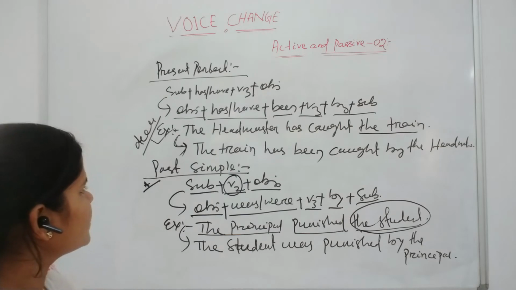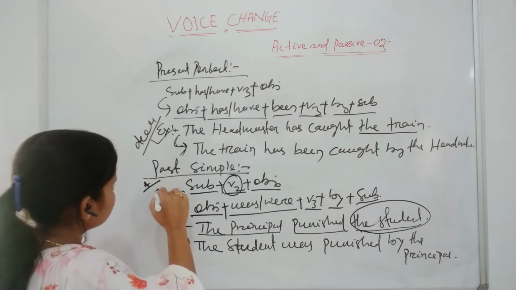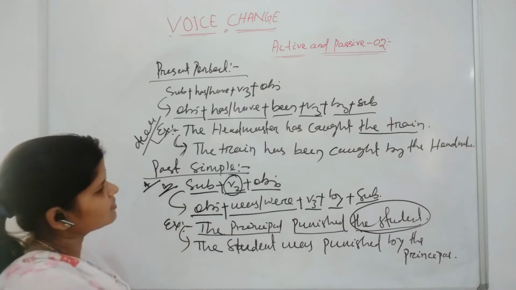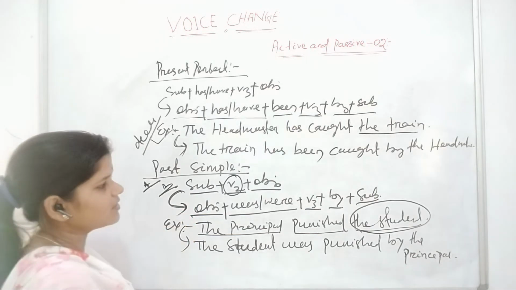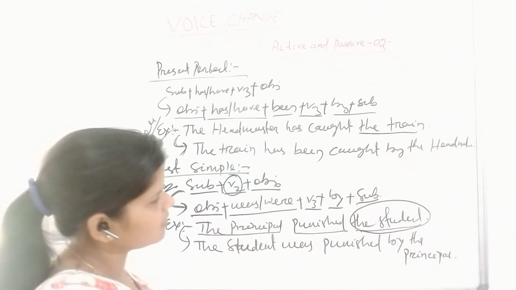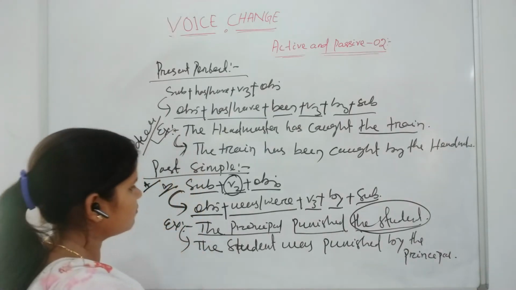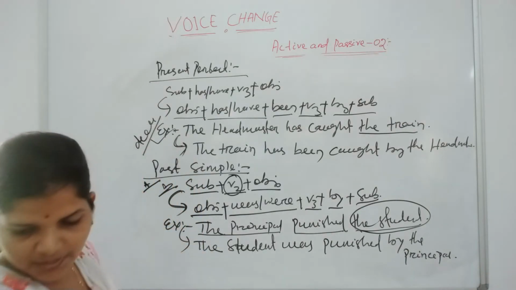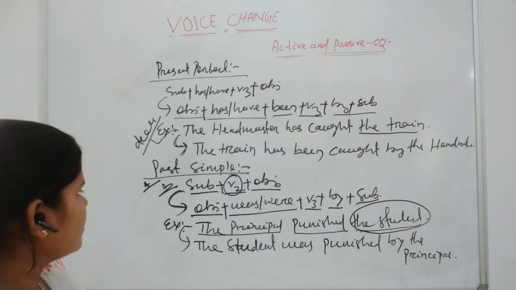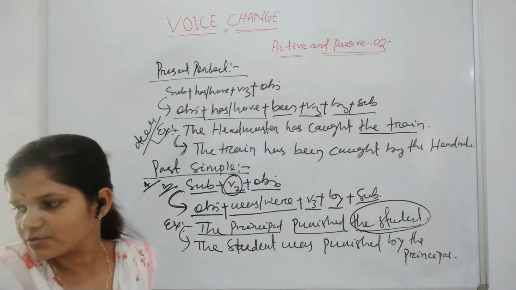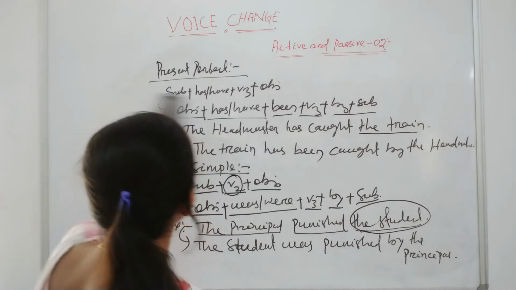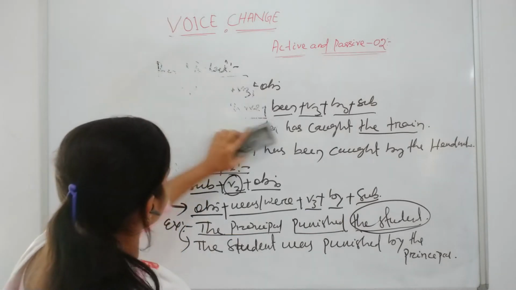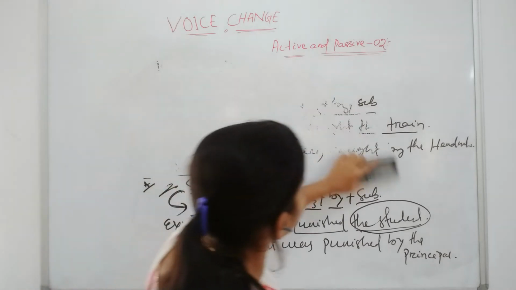Then past simple. Past simple active structure is subject plus V2 plus object, whereas converting to passive, it is object plus was/were plus V3 plus by plus subject. Example: the principal punished the student. Passive: the student was punished by the principal. Now we discuss past progressive.